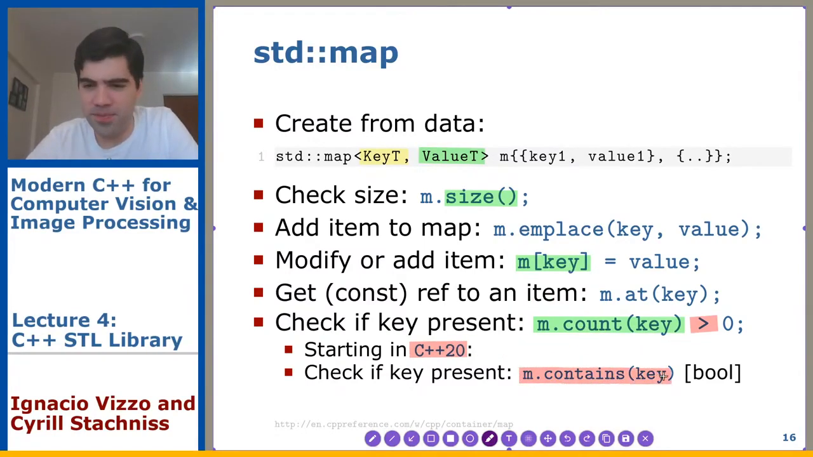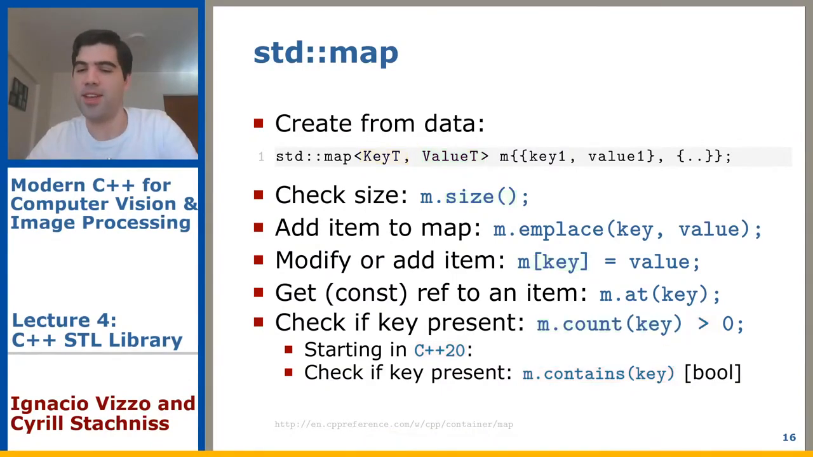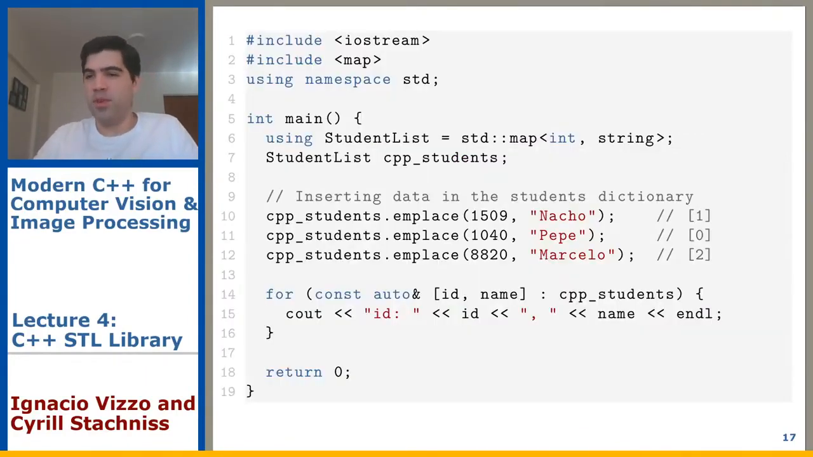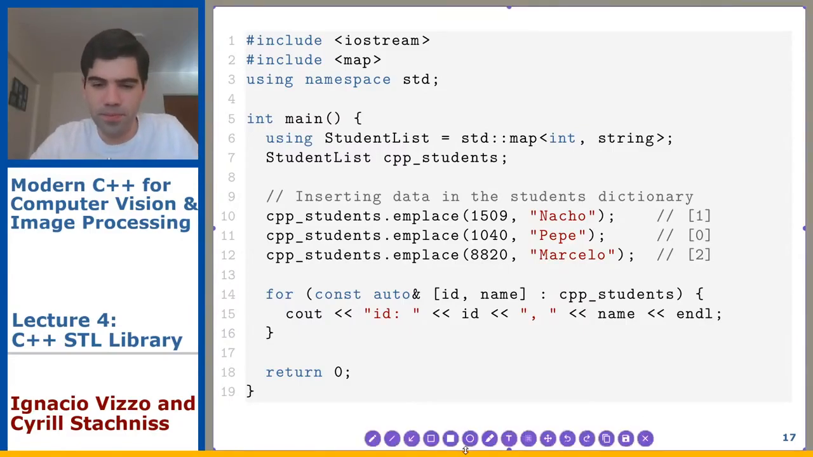And then there's this new function called contains. So this is the same as when in Python you say if key in dictionary. In this case, you will say if m contains key, then blah blah blah. So this will express the intention of the program better. Simple, really simple example. We will go through it really fast.